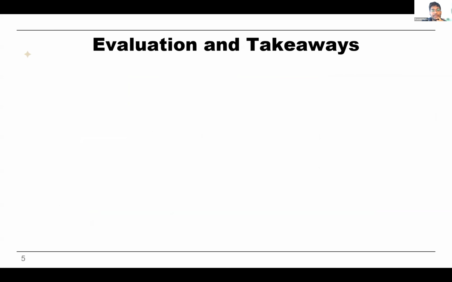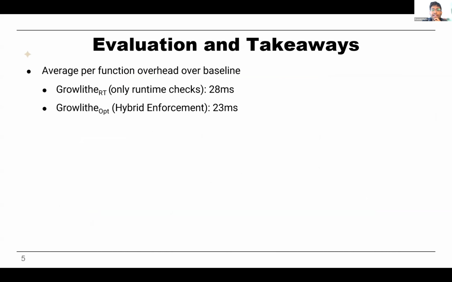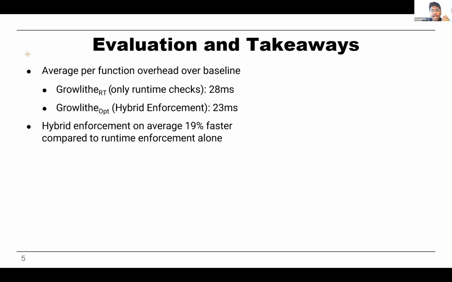We evaluate Growlithe on several fronts, but I'll quickly summarize the performance, overhead, and scalability evaluation of Growlithe. We compared the baseline application with default IAM policies with two configurations of Growlithe. We saw that Growlithe with only the runtime enforcement added an overhead of around 28 milliseconds per function, whereas our hybrid approach added 23 milliseconds. Thus, we saw that hybrid enforcement leads to a 19% improvement in the function runtimes compared to runtime checks alone.